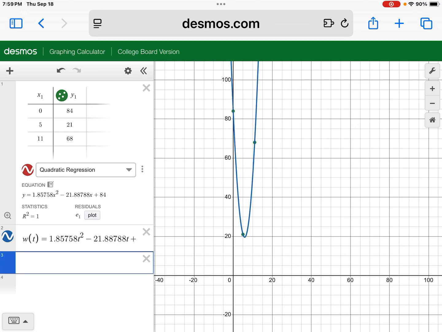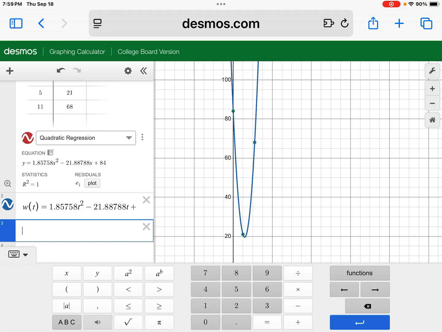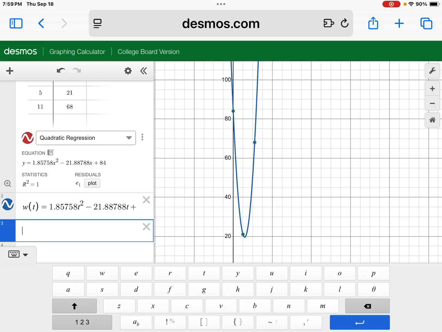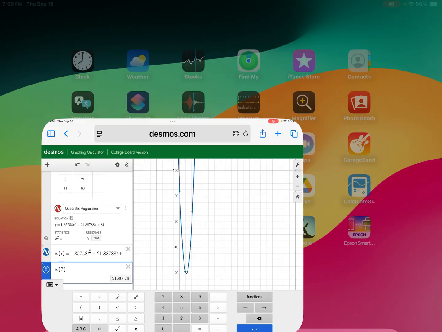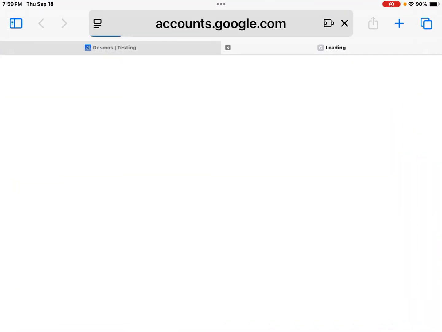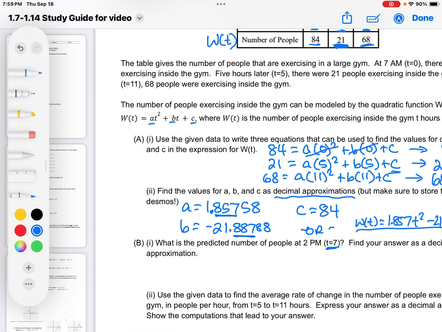Okay, so now I've already forgotten what I was asked to find. I need to find the value of 2 p.m., which is t equals 7. Since I've defined what my W of t is, all I have to do now is just go here and type W of 7. And it gives me 21.80626. So I'm going to go to my paper. Not there. And I'm going to write W of 7 equals 21.80626.